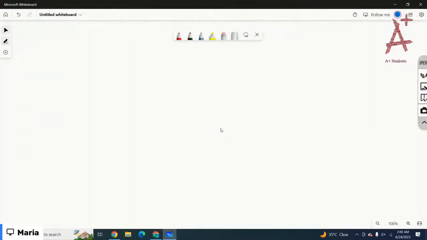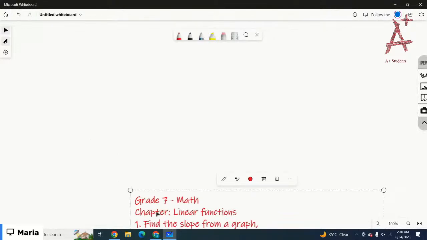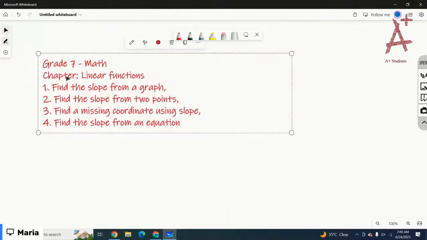So we were working on grade 7 maths. The chapter we're working on is linear functions, and the lessons we have covered today are find the slope from a graph, find the slope from 2 points, find the missing coordinate using slope, and find the slope from an equation. Please make sure before the next session you complete all the test questions for the lessons we did today.